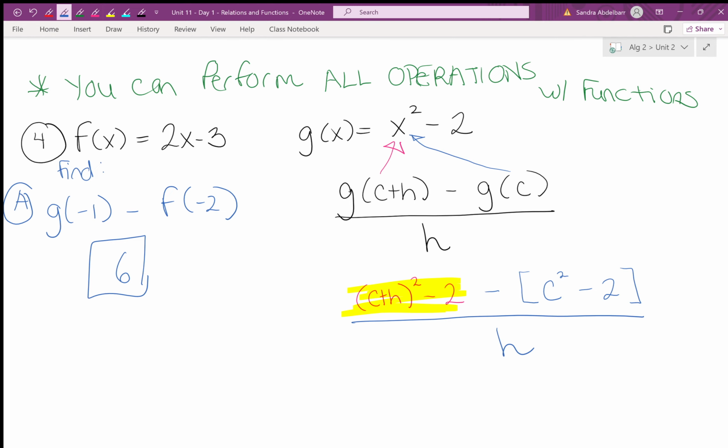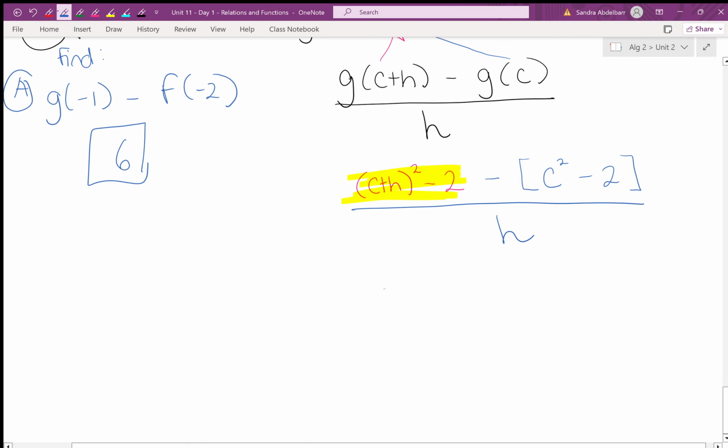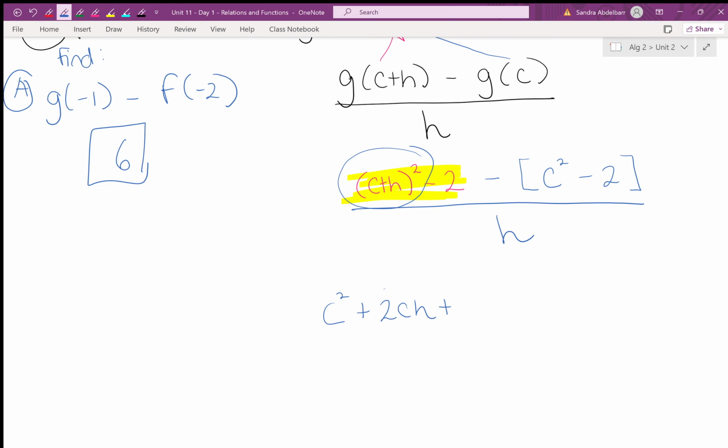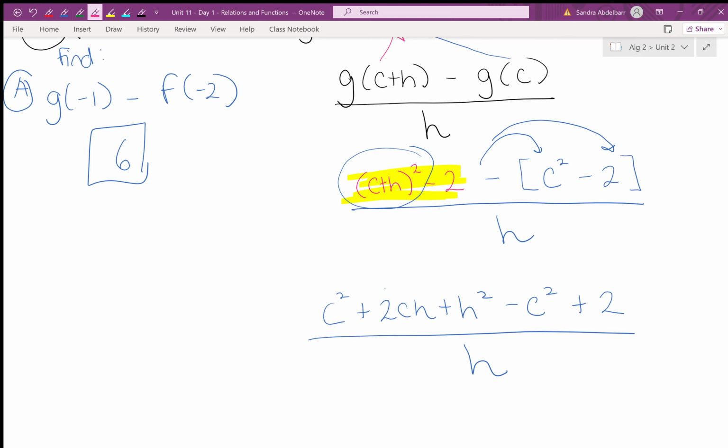Let's simplify down. So now I'm going to have c plus h squared minus 2. I have to actually FOIL this out. When I FOIL this out, I'm going to end up getting c squared plus 2ch plus h squared. Now I'm going to distribute in that negative, so minus c squared plus 2, all over h. And now I'm going to simplify that numerator. Oh, did I forget my minus 2? Are you guys okay if I just put it at the end? It's okay? Okay.